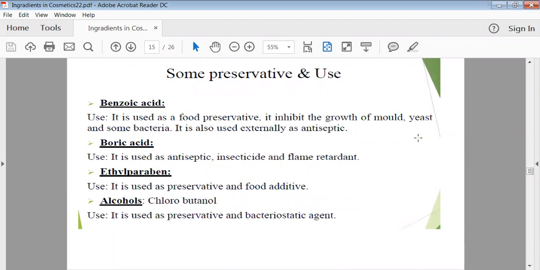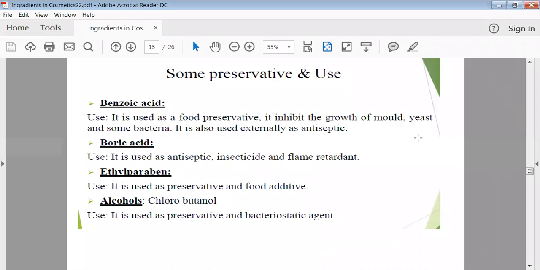Some other types of preservatives are there, like benzoic acid, boric acid, ethyl paraben, as well as the alcohols. Benzoic acid is used for the preservation of food products. It can inhibit the growth of molds, yeast, as well as bacteria, so it can be used as an external antiseptic.